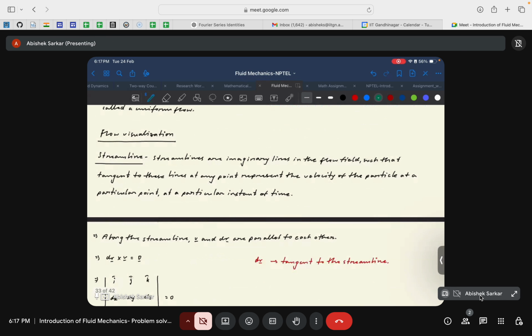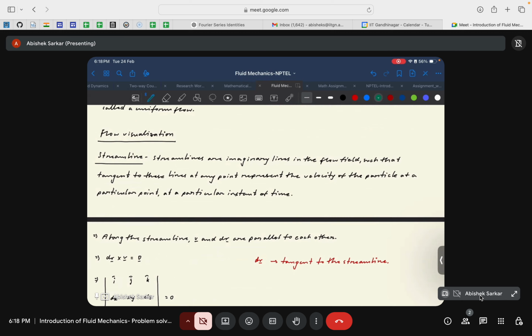So the next topic is flow visualization, which basically contains the crux of today's discussion. For flow visualization, we primarily discuss three terms: streamlines, streak lines, and path lines. In your exam, questions will be mostly along these three terminologies. You might be asked to derive the equation of a streamline for a given velocity field, or the equation of streak lines and path lines.